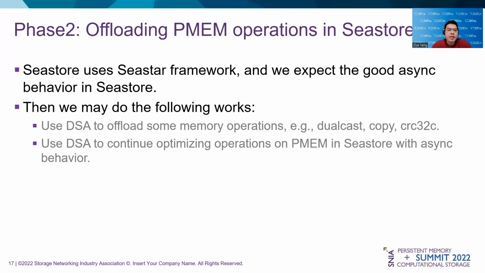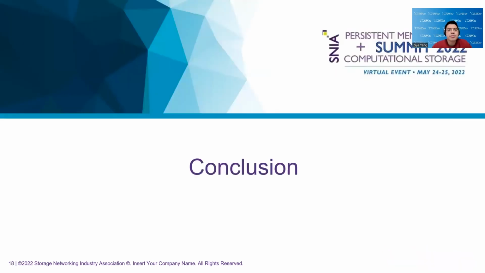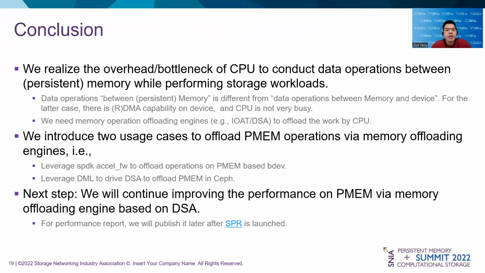Since we just described that CrimsonStore uses an async programming framework, we believe that it will generate huge benefits while using DML, the data mover library's async interface. Here comes our conclusion. In this presentation, we realize the overhead or bottleneck of CPU to conduct data operations with persistent memory while performing storage workloads.